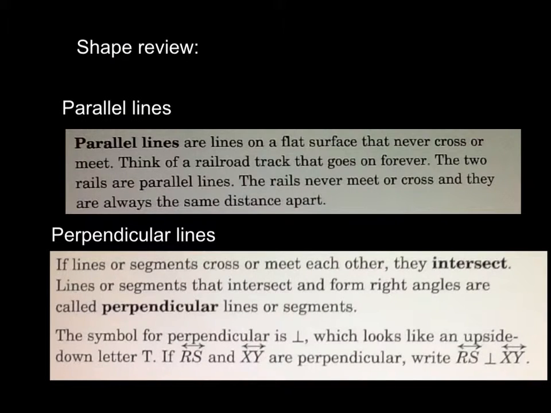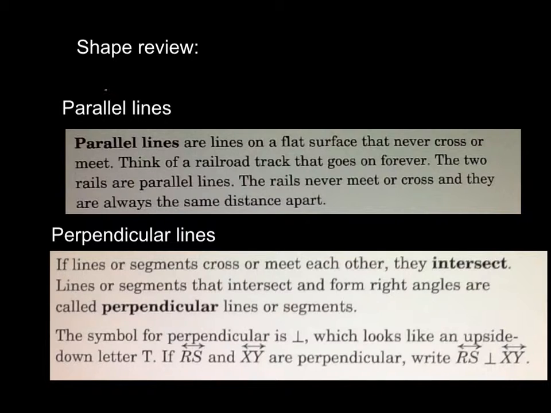We're going to be going through a review of all of our shapes, and then you're going to be applying this within the lesson. Remember that parallel lines are lines on a flat surface that never cross or meet. Think of a railroad track that goes on forever. The two rails are parallel lines. The rails never meet or cross, and they are always the same distance apart.